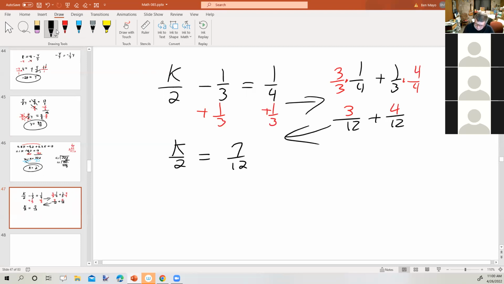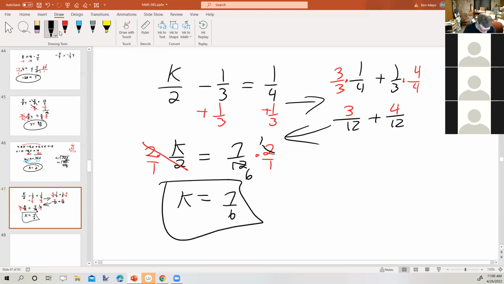Okay. You okay with that so far? Then to isolate the variable, I'll multiply both sides by 2. The 2's reduced down and I get k. 2/12 is 1/6 and I get k equals 7/6.